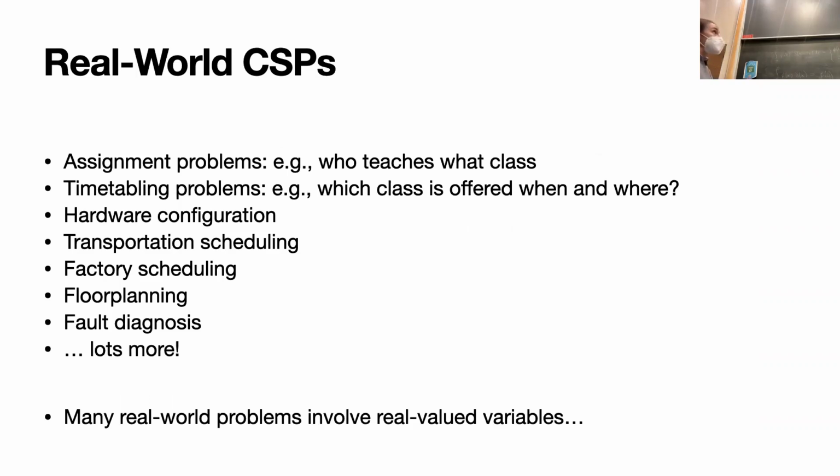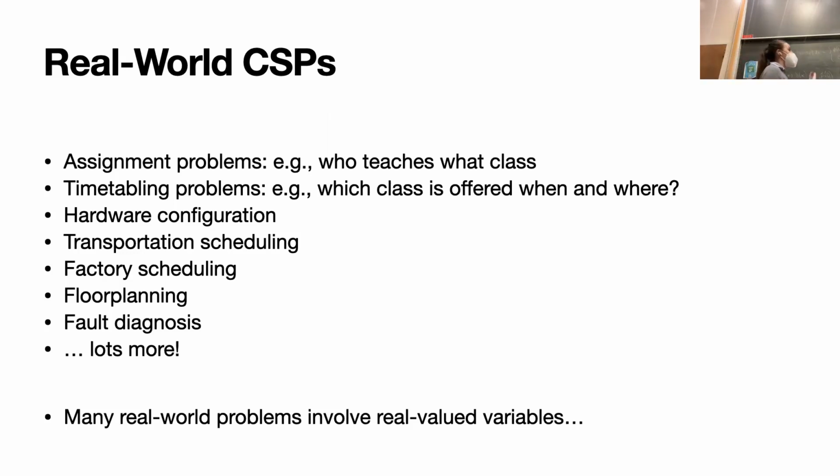So where are you going to see constraint satisfaction problems? You've probably seen these in all walks of life. You see it in Sudoku, you see it in Wordle, you see it in assignment problems, basically who is teaching what class. You've probably seen a lot of faculty switch classes last minute. So this is a very overly constrained assignment problem. Things like timetable scheduling: which class is offered, where is it offered, and what if we have constraints that we want a certain number of students in the class. I know there's a very vast array of people in this class, so it's also used for hardware configuration. A lot of people use these for figuring out different types of hardware constraints. It's used for transportation scheduling, factory scheduling, floor planning, fault diagnosis, and many, many more.